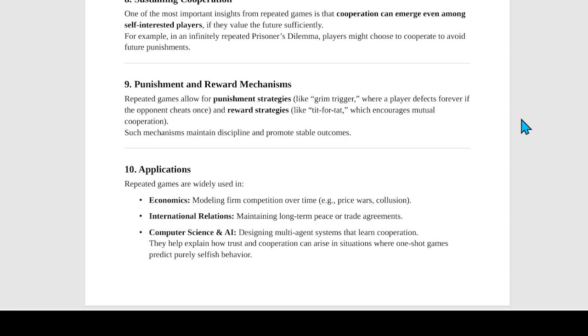All right, अगर one line में if you wanna say it, then repeated games involve players interacting multiple times, where strategies depend on past actions and they allow reputation, cooperation, and punishment to influence long-term outcomes.